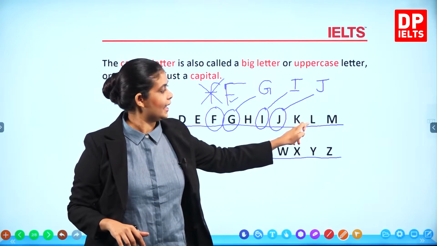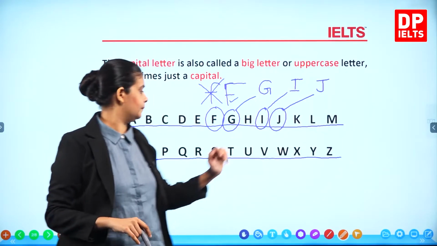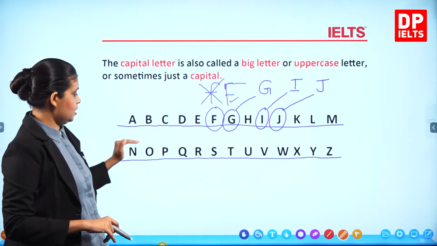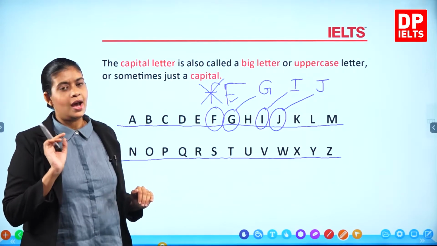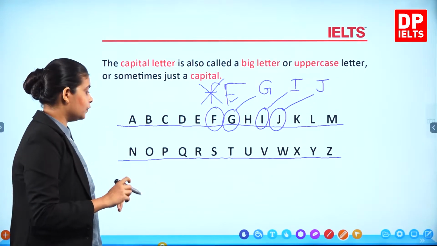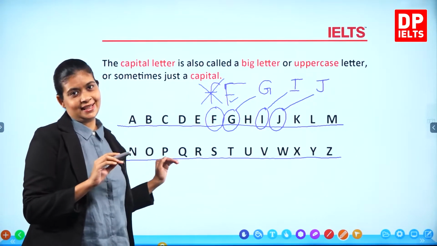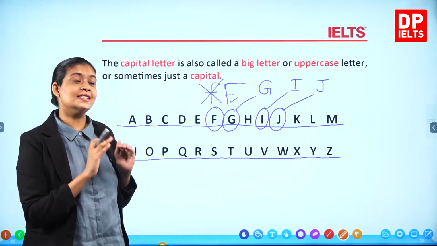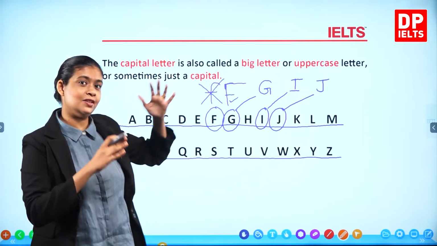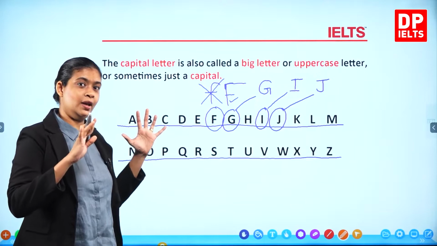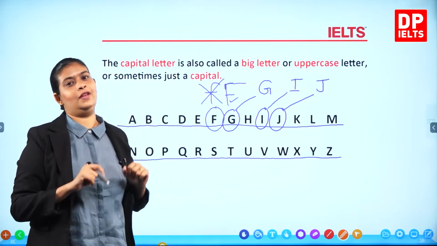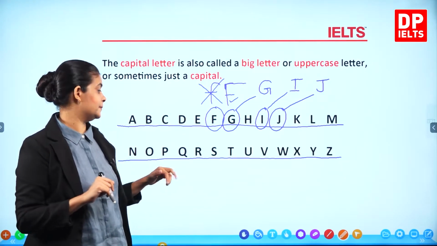K, L, M, N, O. Now O has a little problem. If you're writing the simple O and the capital O, both, it's like this. The only thing is the size. Remember I said big letter? So if it is a capital O, it needs to be bigger than the other letters. Alright?